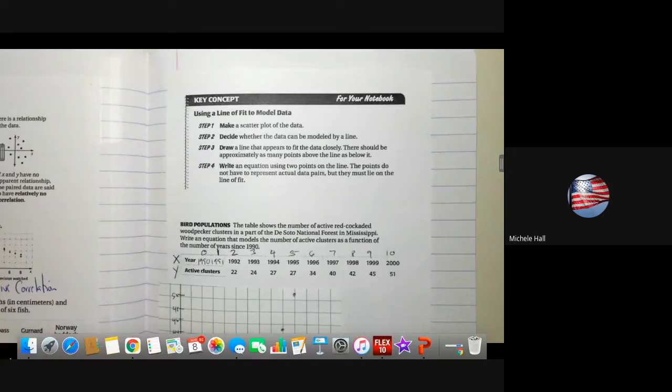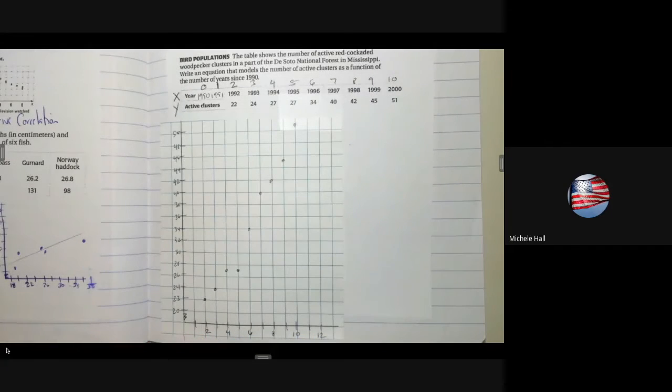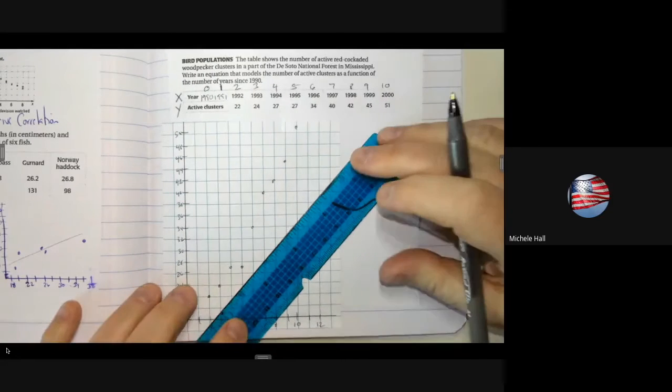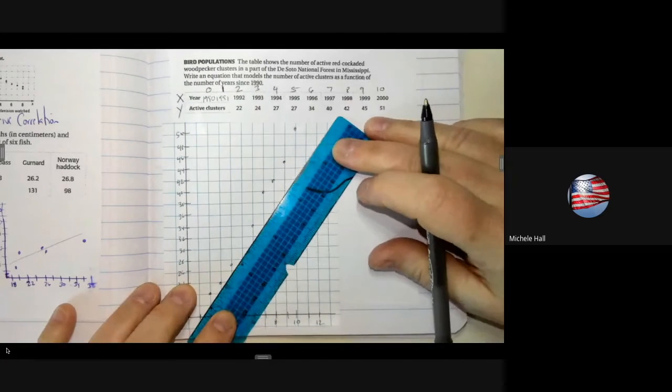Step 2, decide whether the data can be modeled by a line. The data is trending upward. I would say that we could create a line. Step 3 says draw a line that appears to fit the data closely. There should be approximately as many points above the line as below it. I need to have just as many data points above the line as below the line.